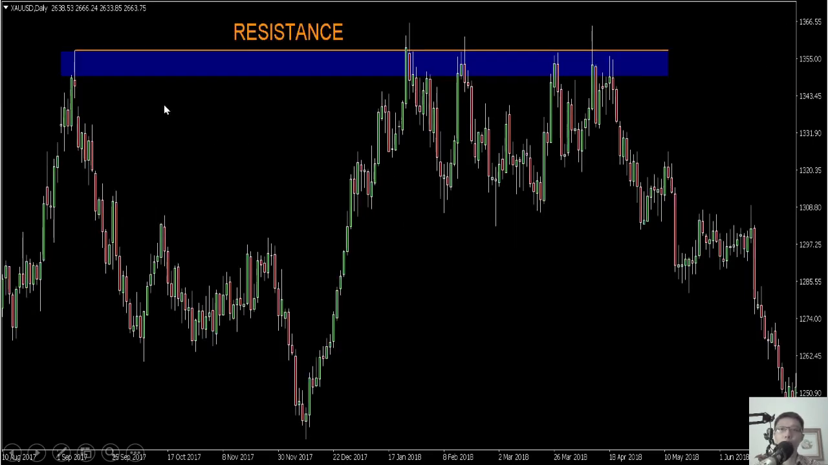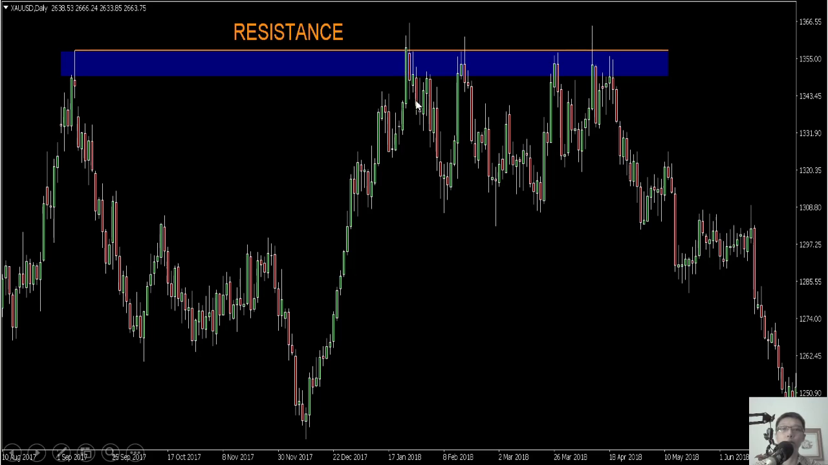So this is a resistance because after this uptrend, price made a doji right here and then price started to fall down like here. So we can mark this area as a resistance area. And then price tries to go up and close above this high of the last resistance, close above here.